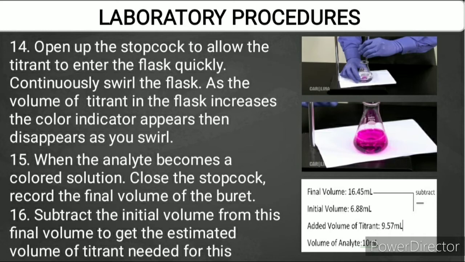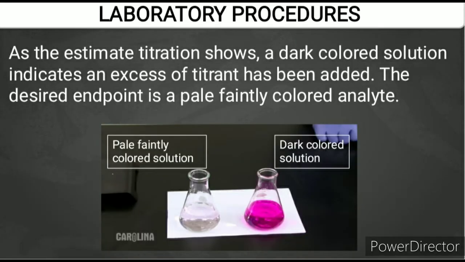Procedure number 14. Subtract the initial volume from the final volume to get the estimated volume of titrant needed for this titration. As the estimate titration shows, a dark colored solution indicates an excess of titrant has been added. The desired endpoint is a pale, faintly colored analyte.